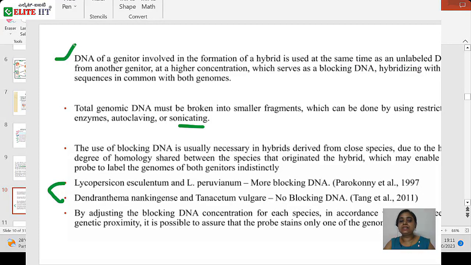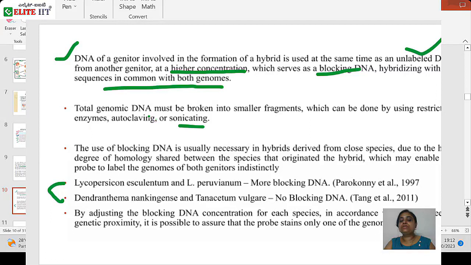So this DNA, what you want to make the hybrid, you have to use another unlabeled DNA from another genitor at a higher concentration. Generally, this blocking DNA is utilized at the higher concentration, and it hybridizes with the sequences common to both genomes. So it will hybridize with the sequences which actually have the common genomic sequence.